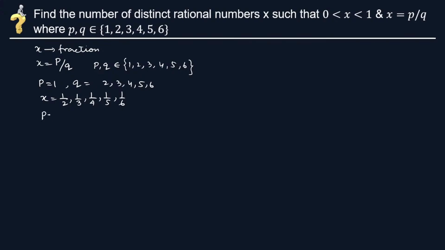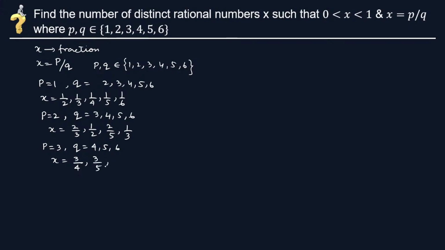Now, if p is 2, your q will take the values 3, 4, 5 and 6. Therefore, your x will be 2/3, 2/4, that gives us half, 2/5 and 2/6, which gives us 1/3. Let me consider the third case when p is 3. Then your q can take the value 4, 5 and 6. So in that case, your x is 3/4, 3/5 and 3/6. 3/6 is basically half.